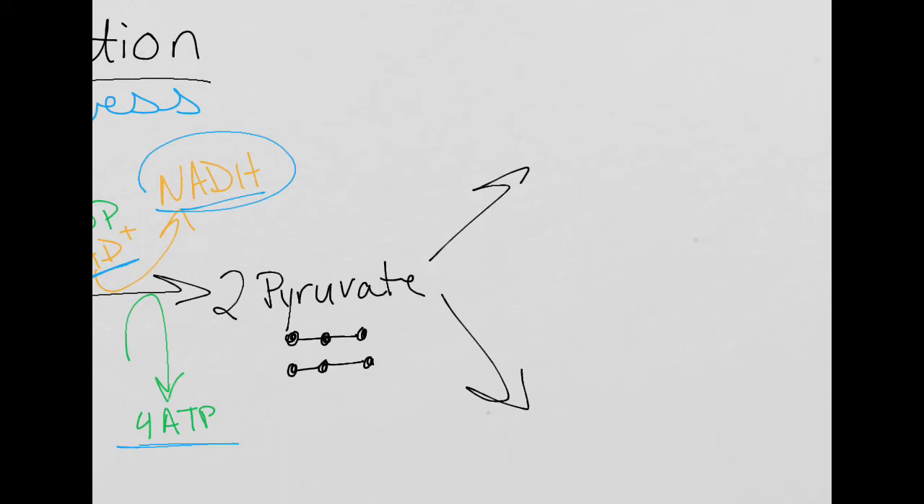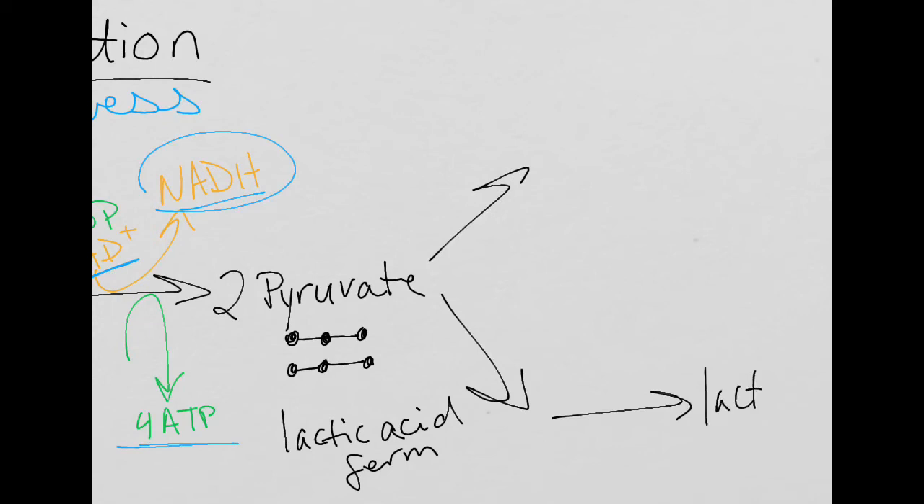One version is going to be lactic acid fermentation, in which case those pyruvate end up turning into lactic acid. You don't need to know any more about the processes, just know that NADH does use up its electrons and become NAD+, and we end up getting lactic acid as a byproduct.